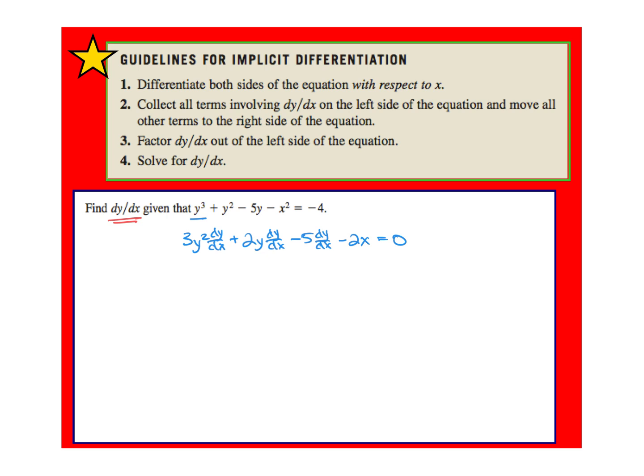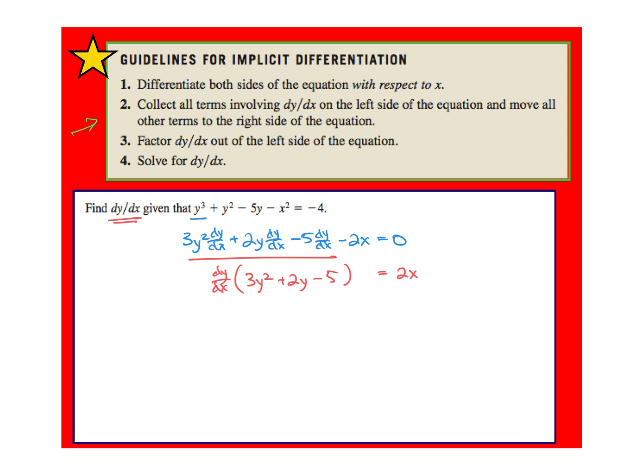And so now what we need to do is solve for dy/dx. If you look at the guidelines, if you wanted to read them, you're more than welcome to. But we need to get dy/dx on one side of the equation and everything else on the other. So I want these three on one side and I want this guy on the other. What do we need to do with -2x? We need to add it to the other side. And so now we're going to have 2x on this side. And then we need to factor out dy/dx on those. And so now we'd have dy/dx times 3y squared plus 2y minus 5.